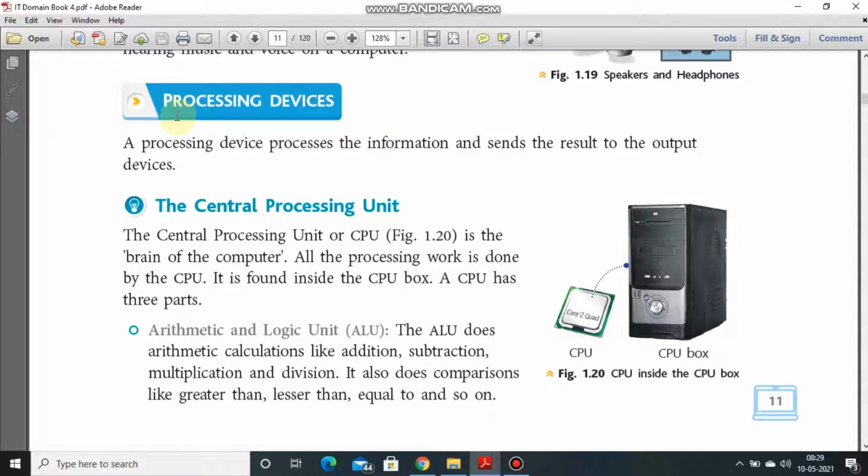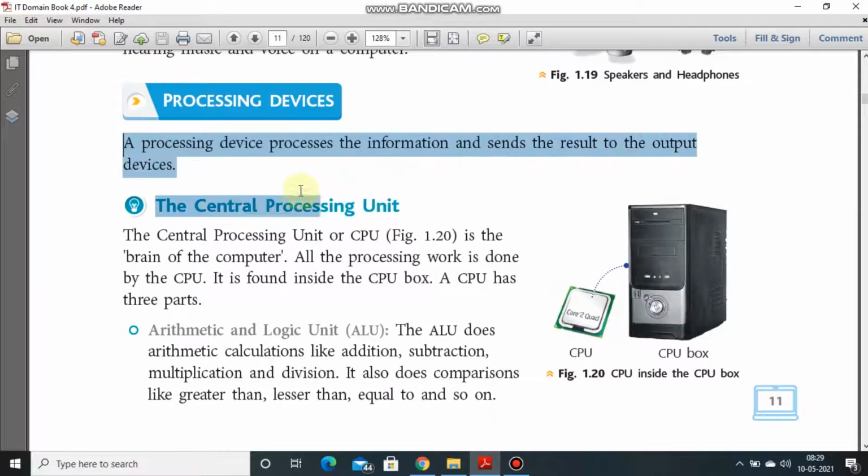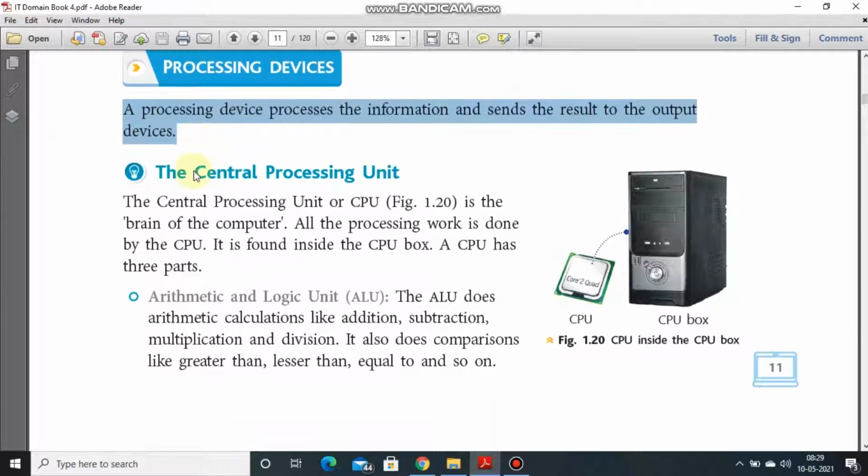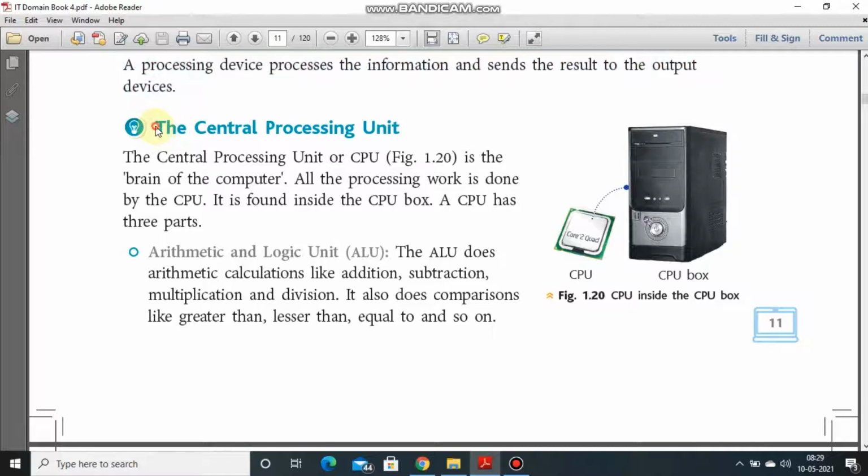Now we will quickly study about the processing devices. A processing device processes the information and sends the result to the output device. The central processing unit or CPU is the brain of the computer, because all the calculation, processing and storage work is done by this device. Hence it is also known as the brain of the computer. It is found inside the CPU box.